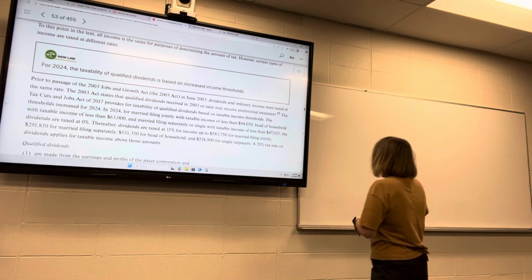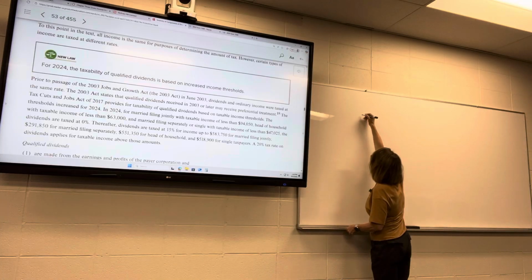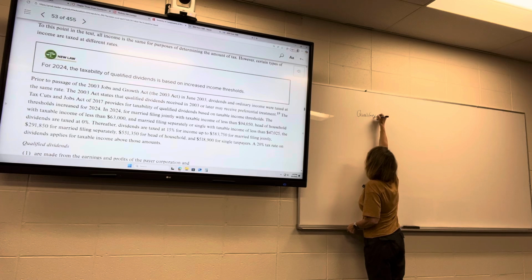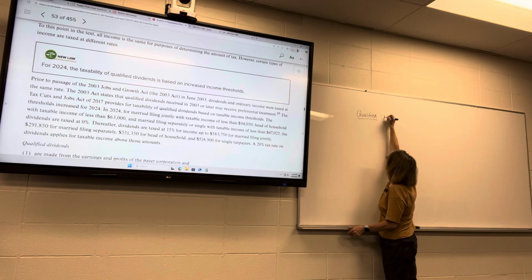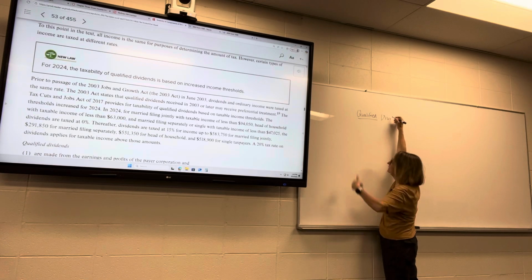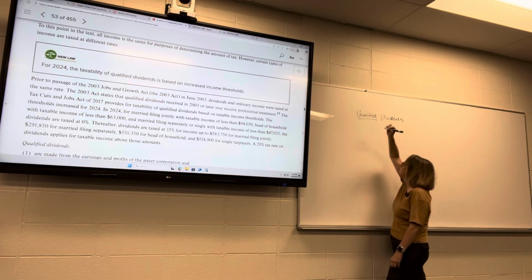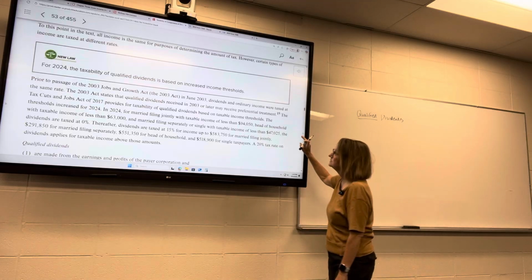So this is qualified dividends. Again, they have to be qualified dividends. And it says on the form, you'll see when I show you the 1099-DIV, dividends. So these are our tax rates.